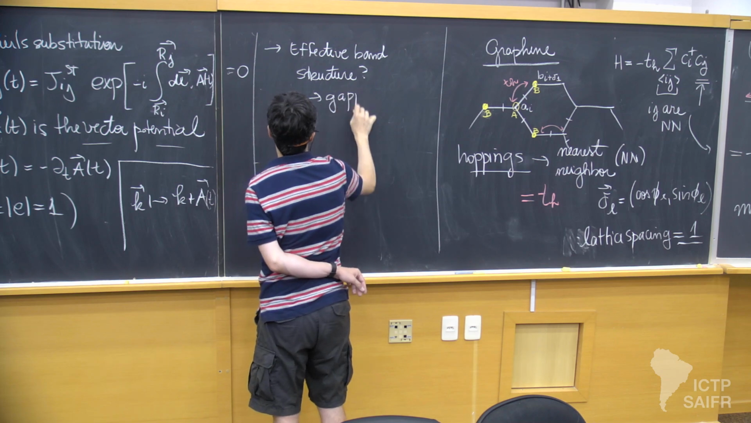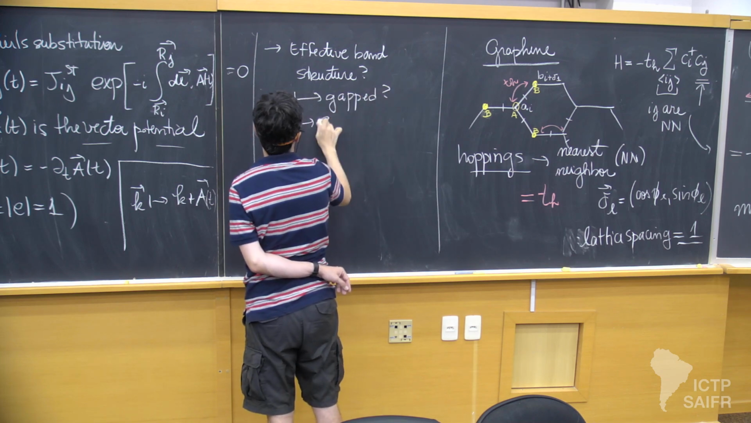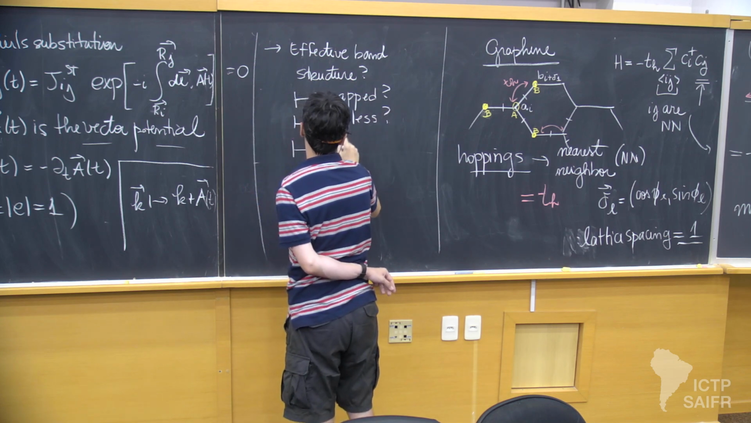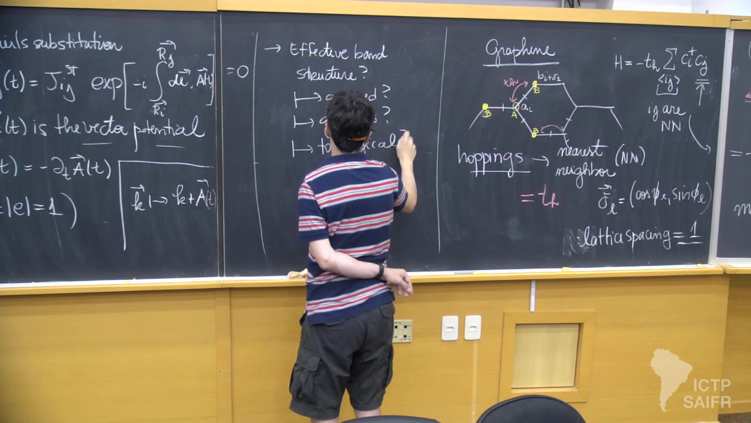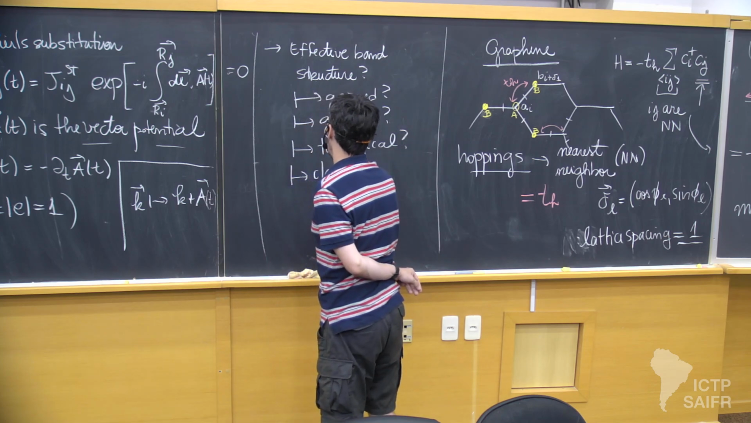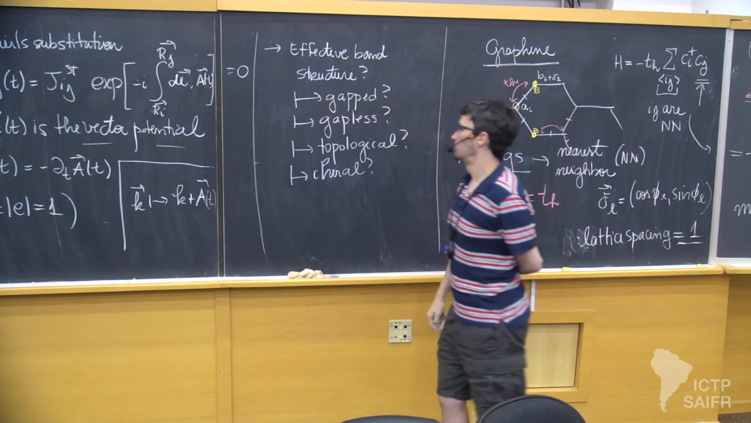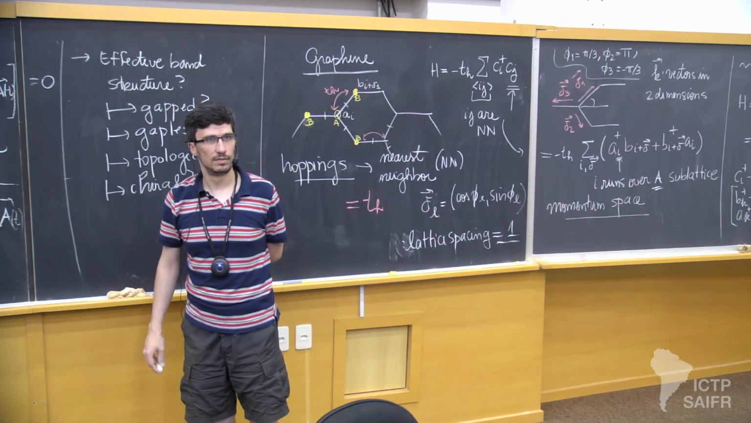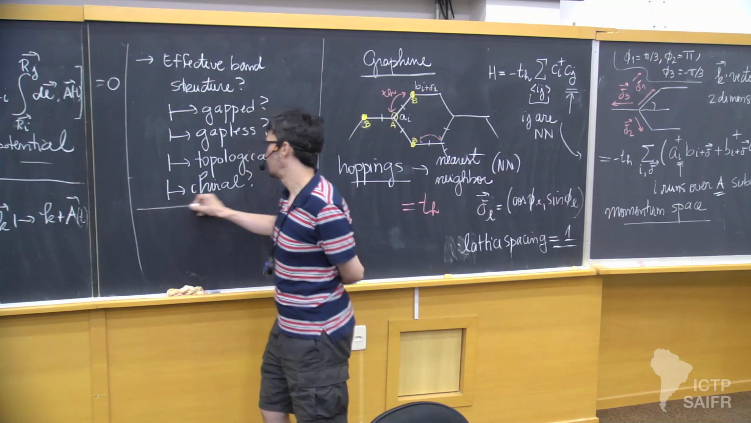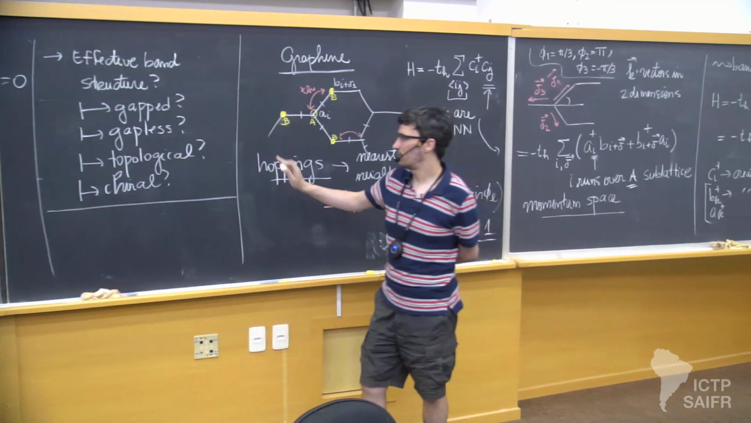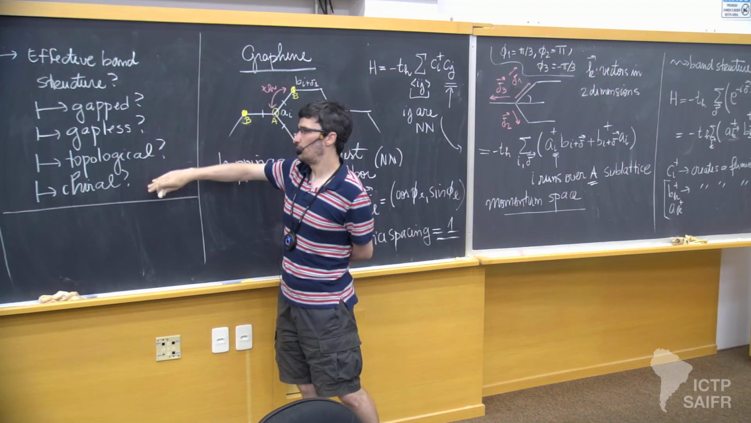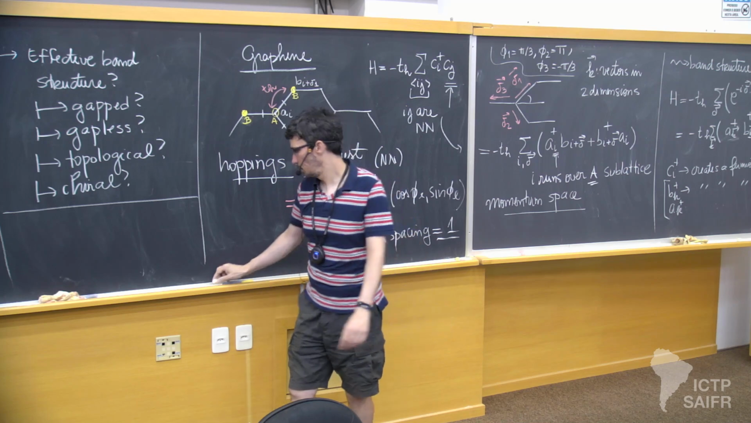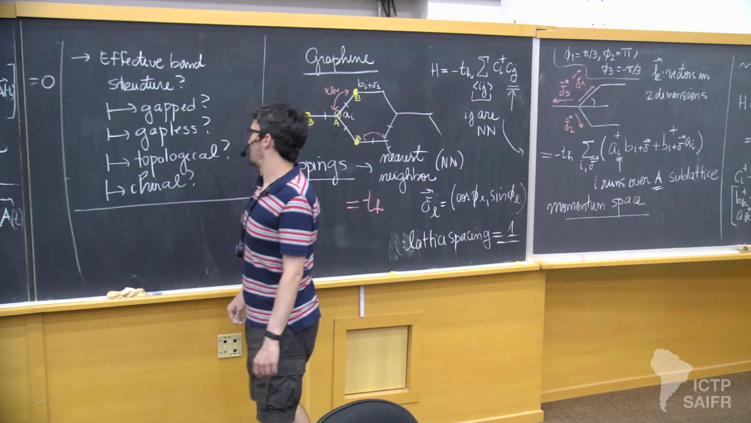Gapped, gapless, topological, chiral. So we can answer all these questions about the band structure that comes from this procedure that we just had, okay? I will not give you the answers, but you can pick up the most interesting possibilities here. It's going to be the most interesting possibility of these combinations here, okay? All of them, it's gapped and gapless.